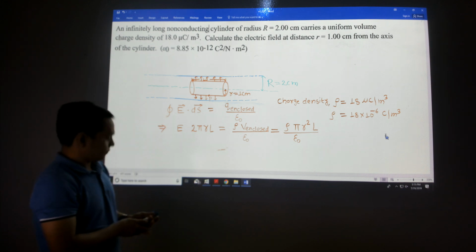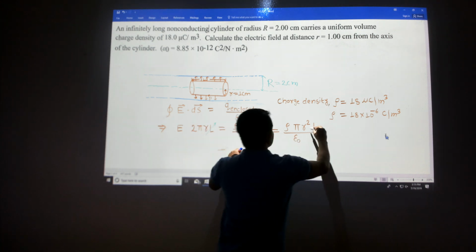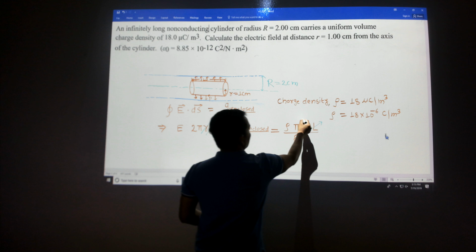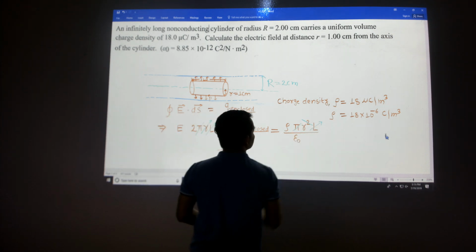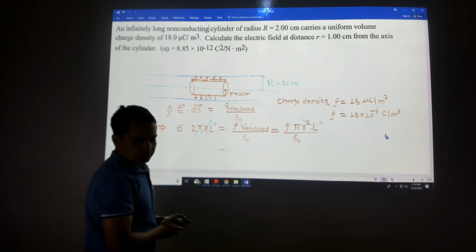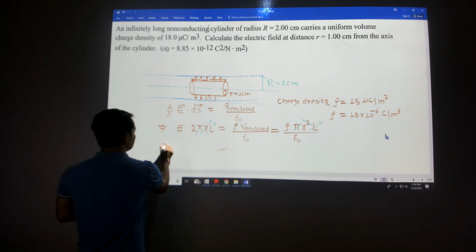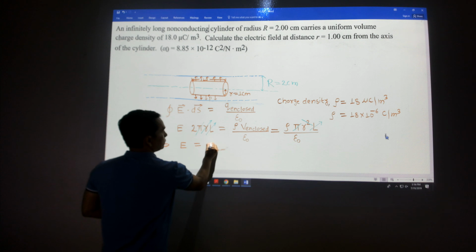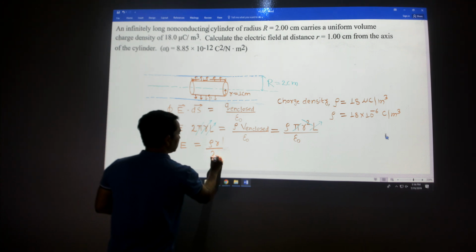Alright, so now see, this L and this L cancel out. One r and the one r cancel out. Pi and the pi cancel out. So the electric field can be written now as rho r divided by 2 epsilon naught.